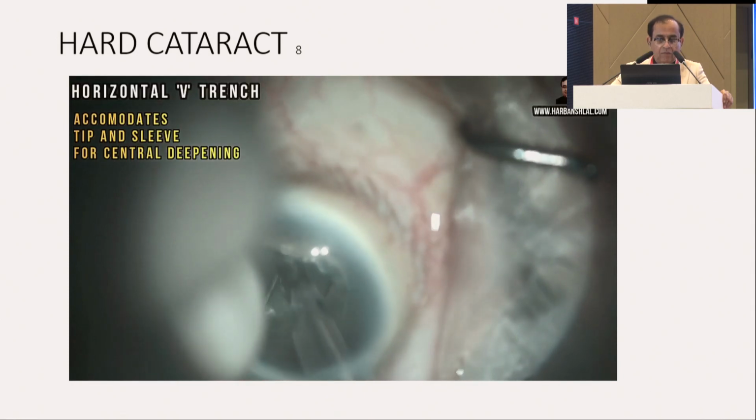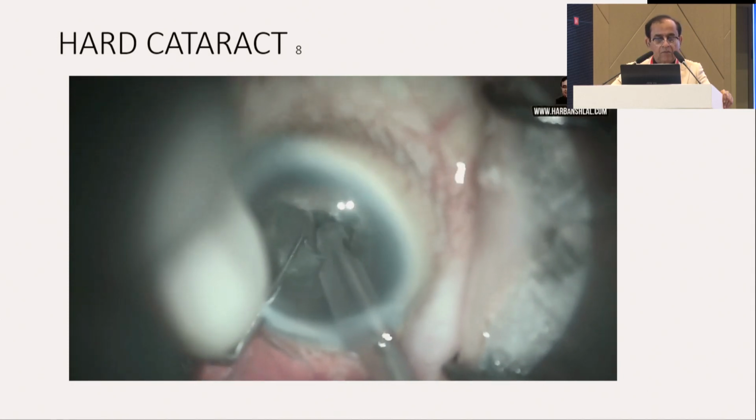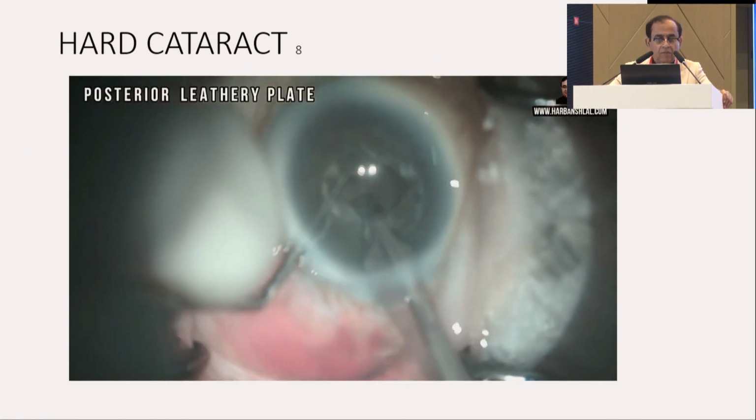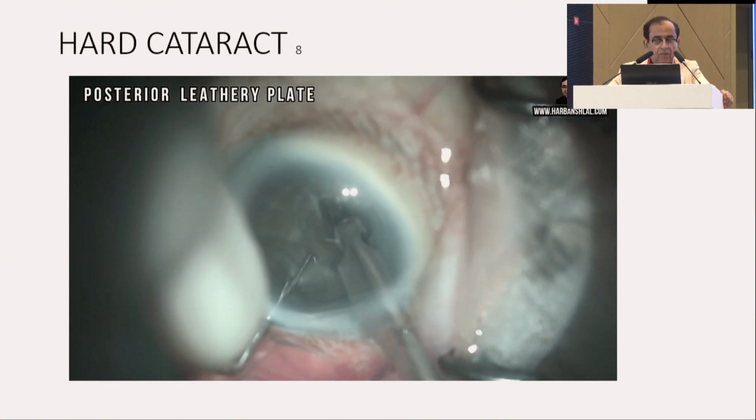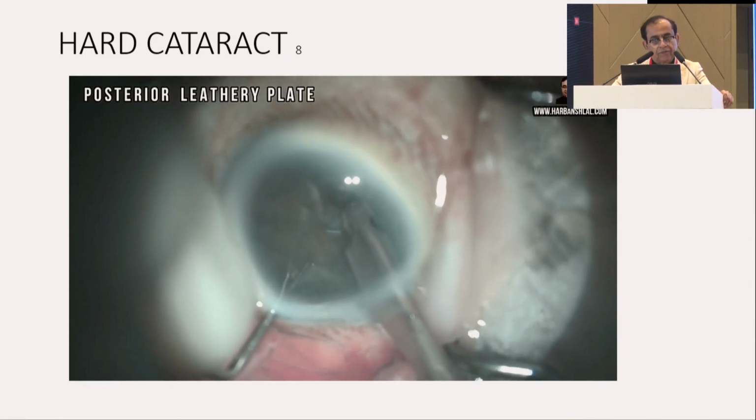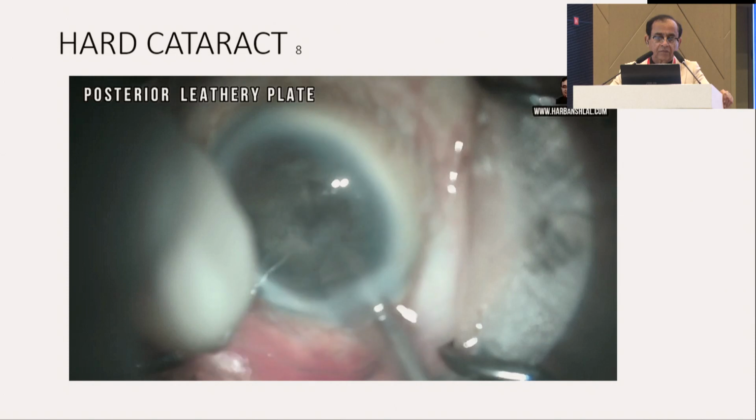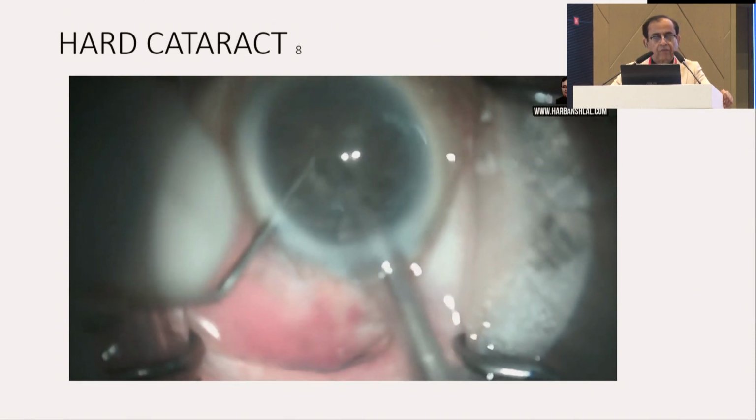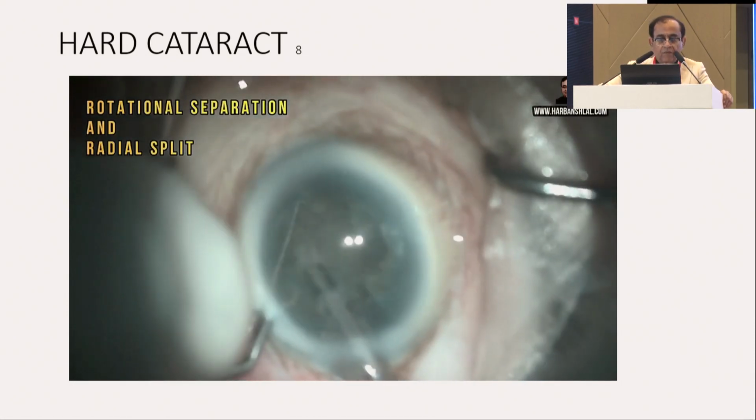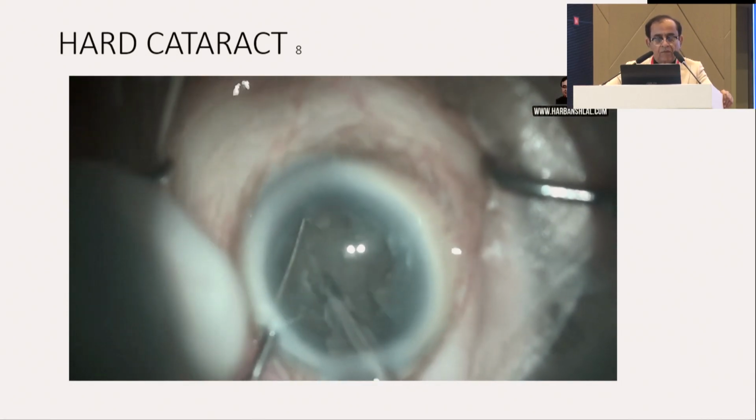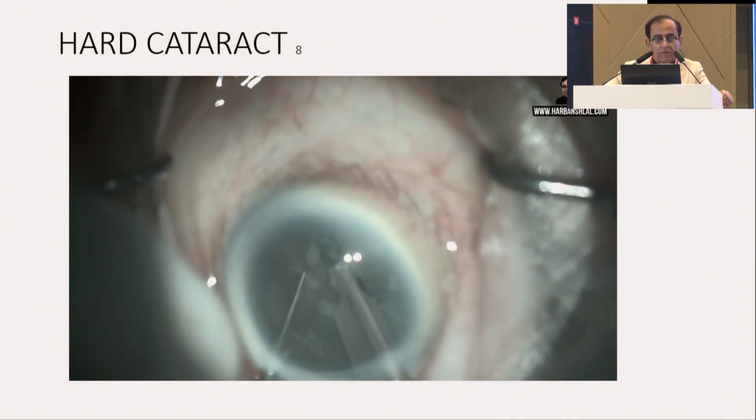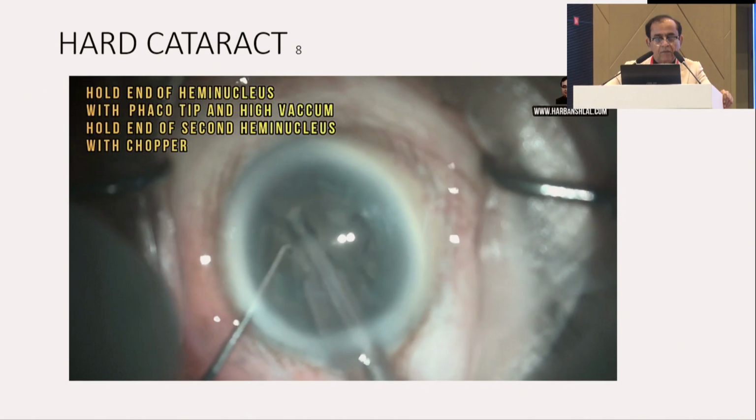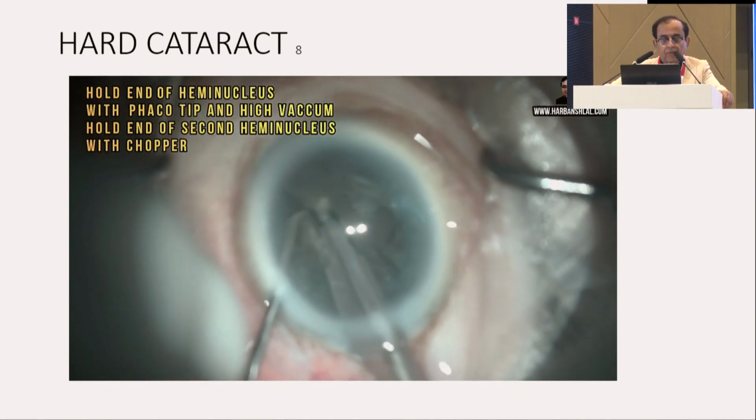After adequate trenching, we split the nucleus. Nucleus has been divided into two parts, but posterior leathery plate is holding on. Now I will demonstrate my technique of rotational separation and radial split. Bury the phaco tip at the peripheral end of the heminucleus. Hold it firmly with high vacuum setting of 600 mm mercury.